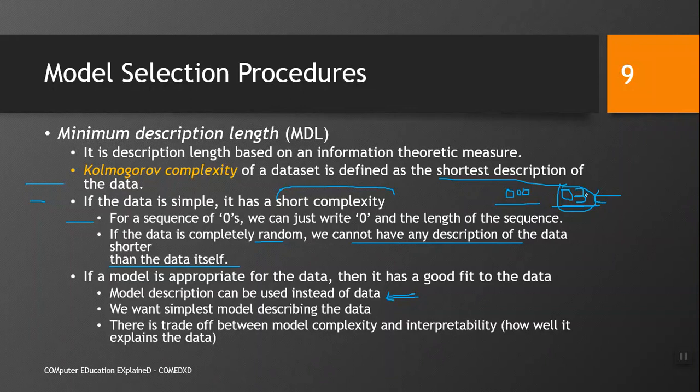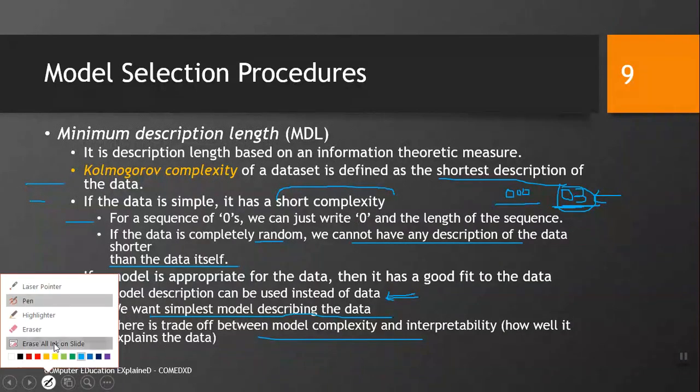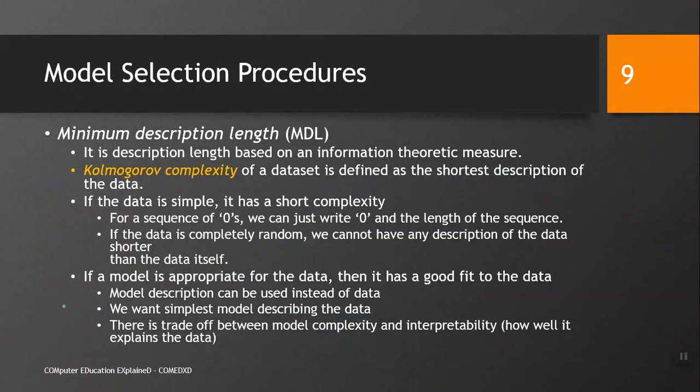Try to understand it again. If the number of features is higher, the model would be more complex. And if we can reduce the number of features by using any technique, it means that we can apply simpler models. We want the simplest model describing the data. There is a trade-off between model complexity and interpretability. This we already know: as the model gets more and more complex, it becomes difficult to describe that model. And as the model becomes simpler, it becomes easier to describe it.